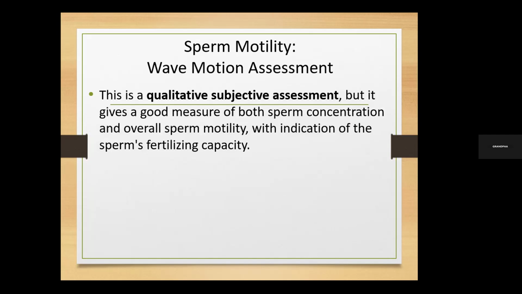So when you say something is qualitative, it means that it's either positive or negative, high or low, that kind of thing. That's qualitative.